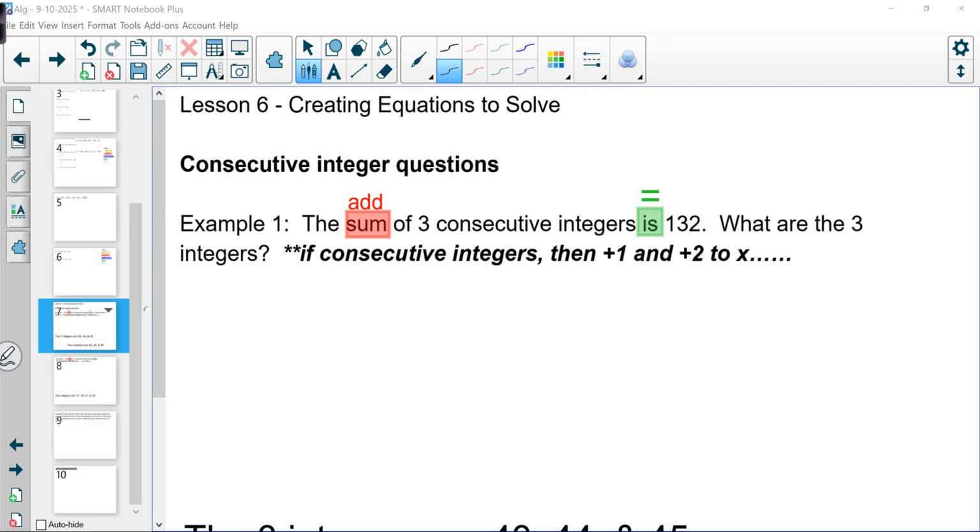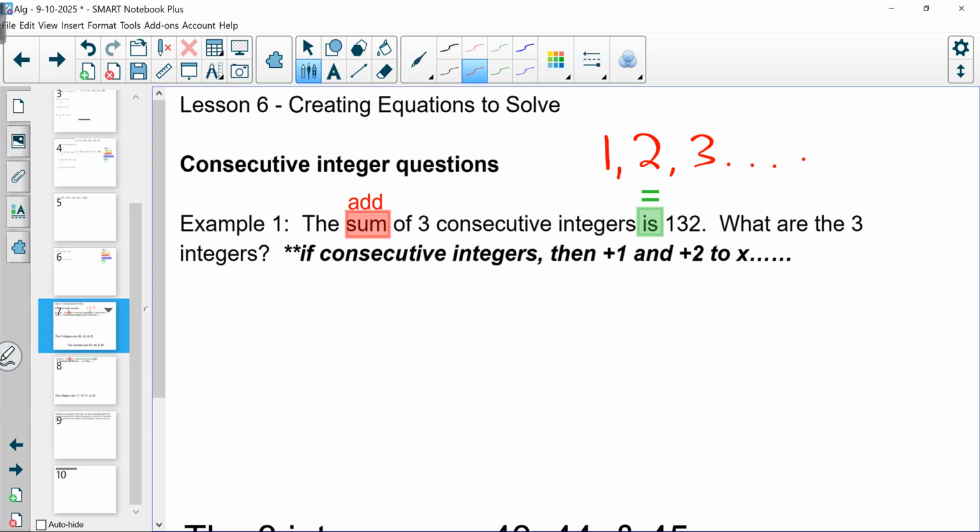Consecutive integer questions. What's that mean? We're talking about 1, 2, 3, it just keeps going. It can be negative whole numbers. It can be positive whole numbers. That's what we mean by integers, whole numbers, positive or negative. Now, consecutive means that they are back to back. Is 2 right next to 1? Is 3 right next to 2? So that's what we're talking about with these two types of story problems. This part of the lesson will only be example 1 and example 2.